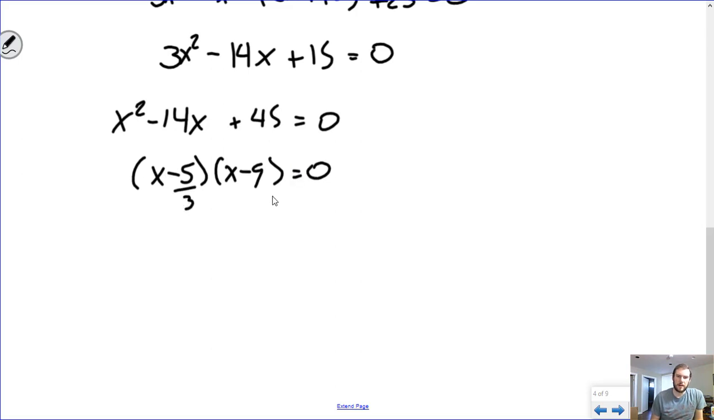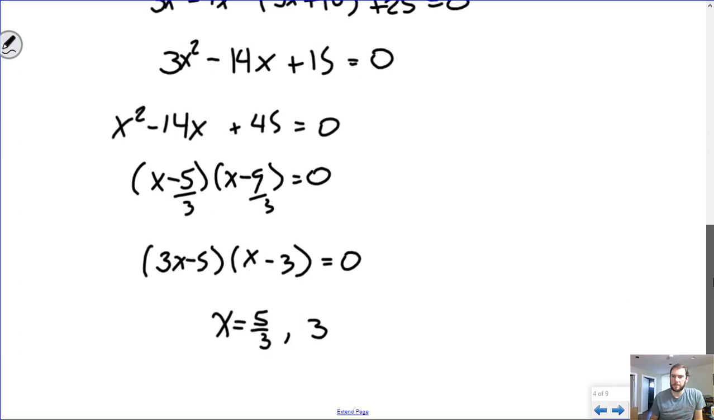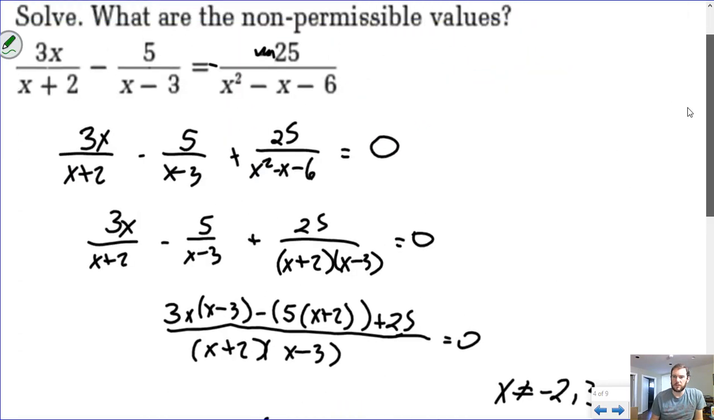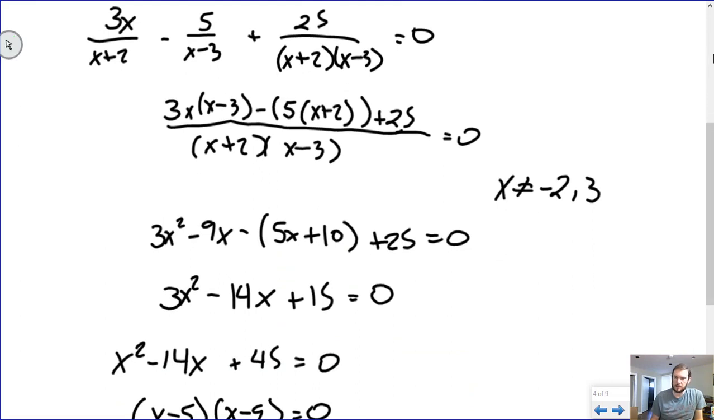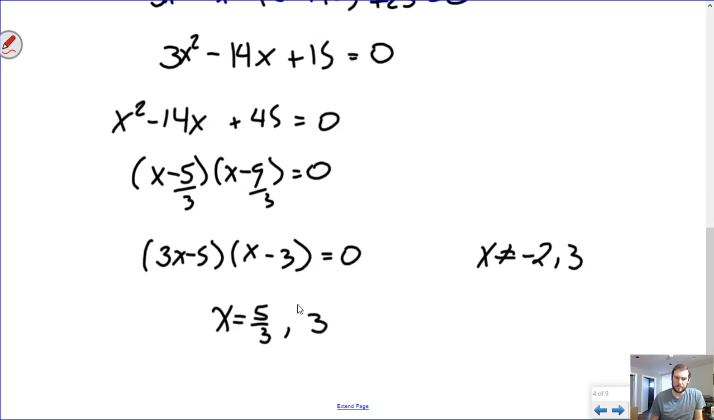Now we have to do the divide part of slide and divide. So this turns into 3x minus 5 and x minus 3. So we get an answer of x is equal to 5 over 3, and x is equal to 3. And again, if we look at our non-permissible values, we've already decided that x equals 3 is a non-permissible value. It's not allowed. So we can say that x equals 3 is not allowed, and what we get is that x equals 5 over 3.